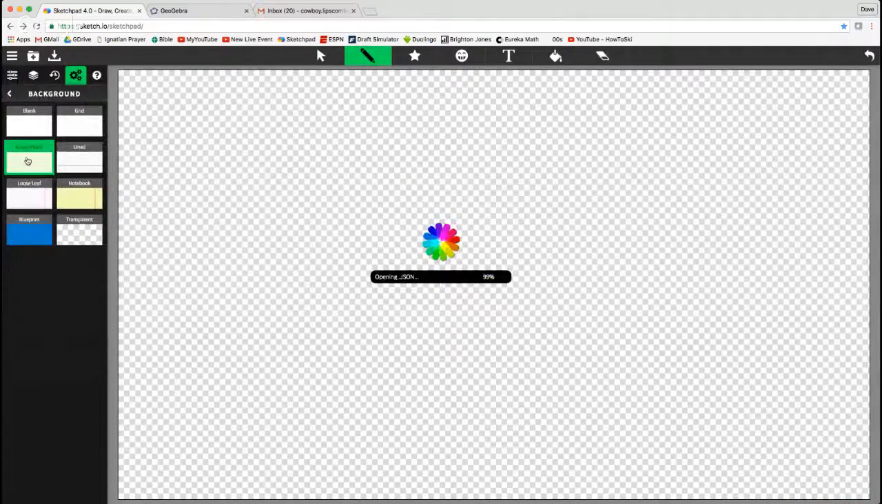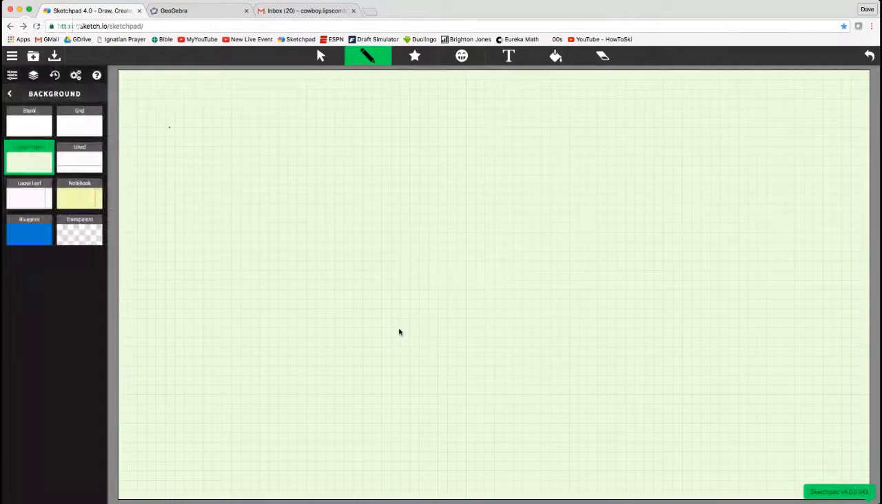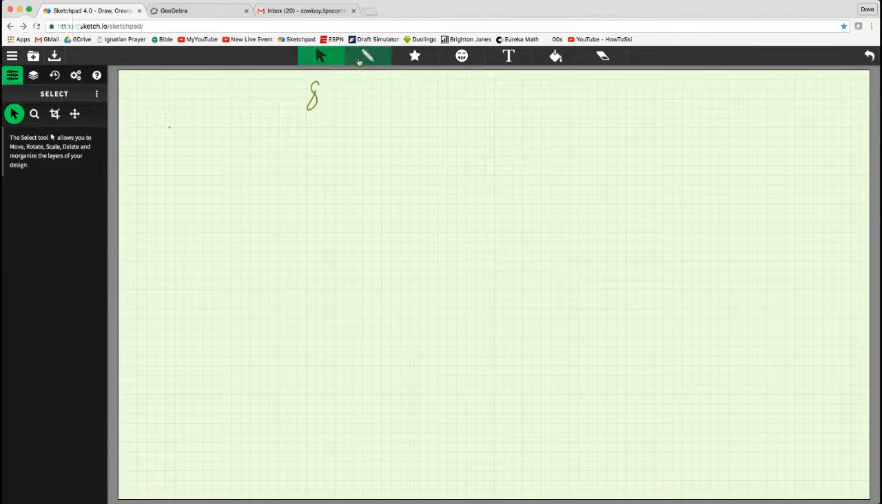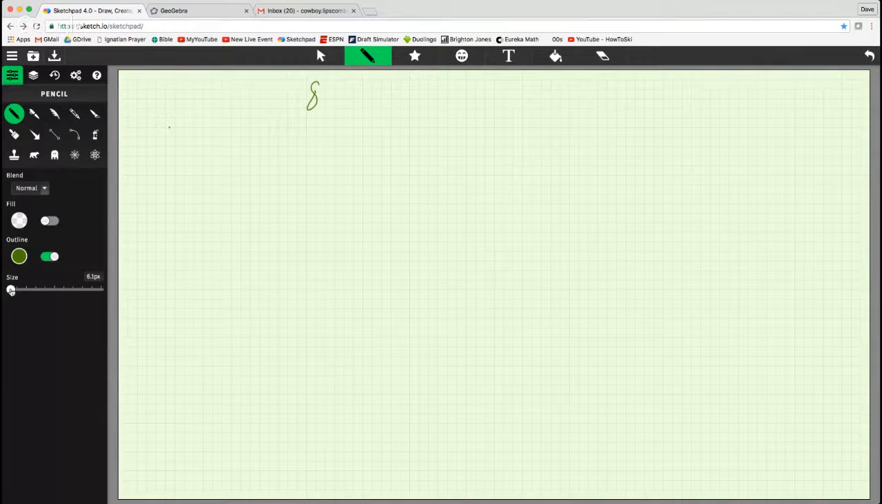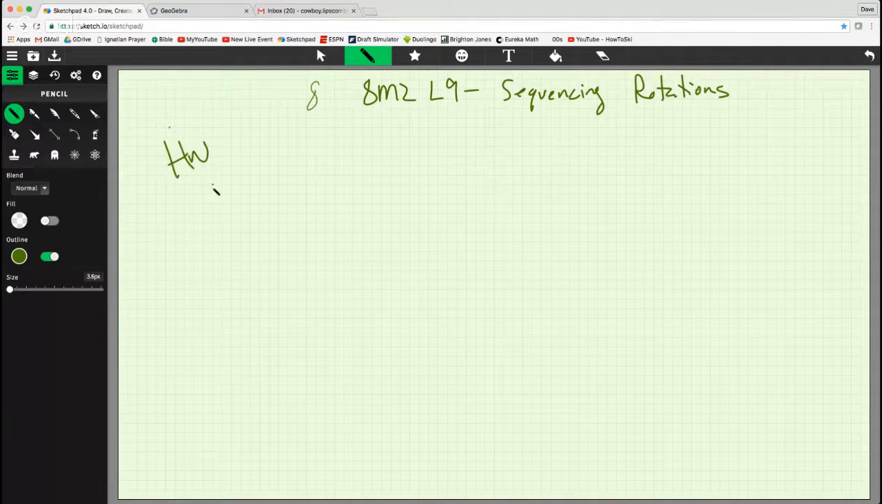Oh my goodness. Let me just refresh this screen here. Okay, so let's go back. We're on 8M2. Wow, I have to reset everything, even my pencil width. 8M2, lesson 9, sequencing rotations. And this is homework helper.